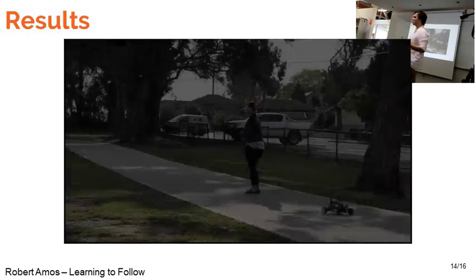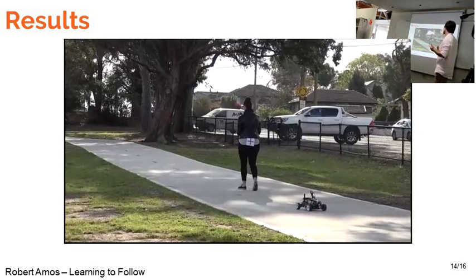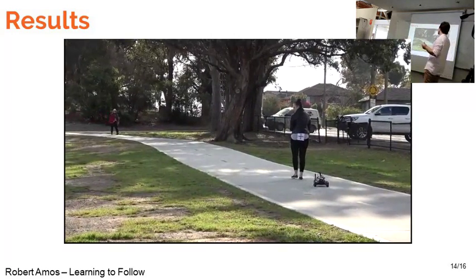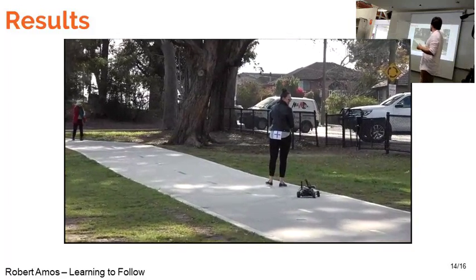However, there were some successes to this approach, such as this instance here, where the model is actually able to maintain a fairly good track of the person, as well as being able to recover from potentially driving off the path, as seen here.